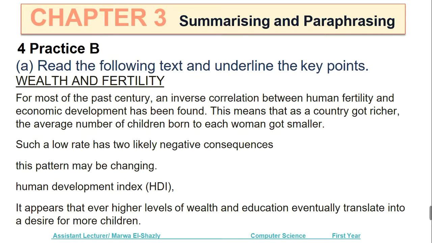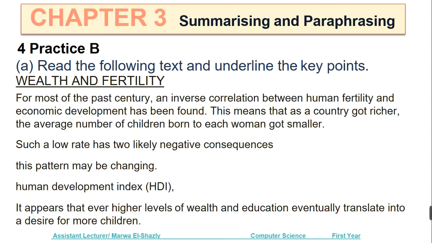this means that a country got richer، يعني كل ما غنى البلد كان اكتر. the average number of children born المواليد يعني of each woman got smaller، بيبقى اقل مواليد. يعني كل ما الدولة كانت rich أكتر أو غنية، كل ما والدها كان أقل. such a low rate has two likely negative consequences. بعد كده اتكلم على two negative consequences أو نتائج ضارة للconcept ده.